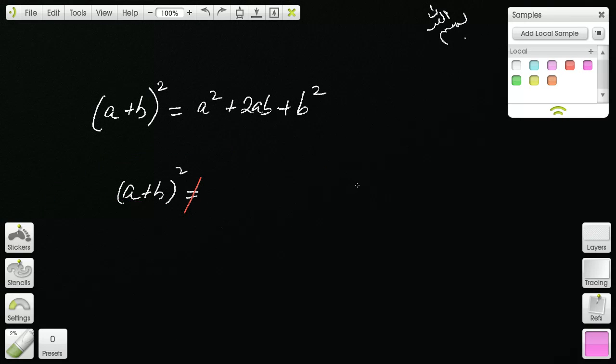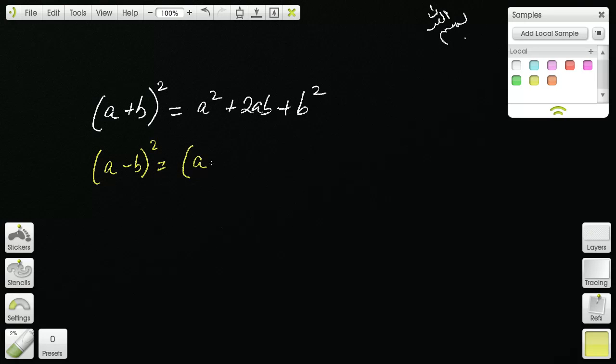That's wrong. So you have to memorize this. (a plus b) squared is a squared plus 2ab plus b squared. In the same way, a minus b squared, let's do this one.